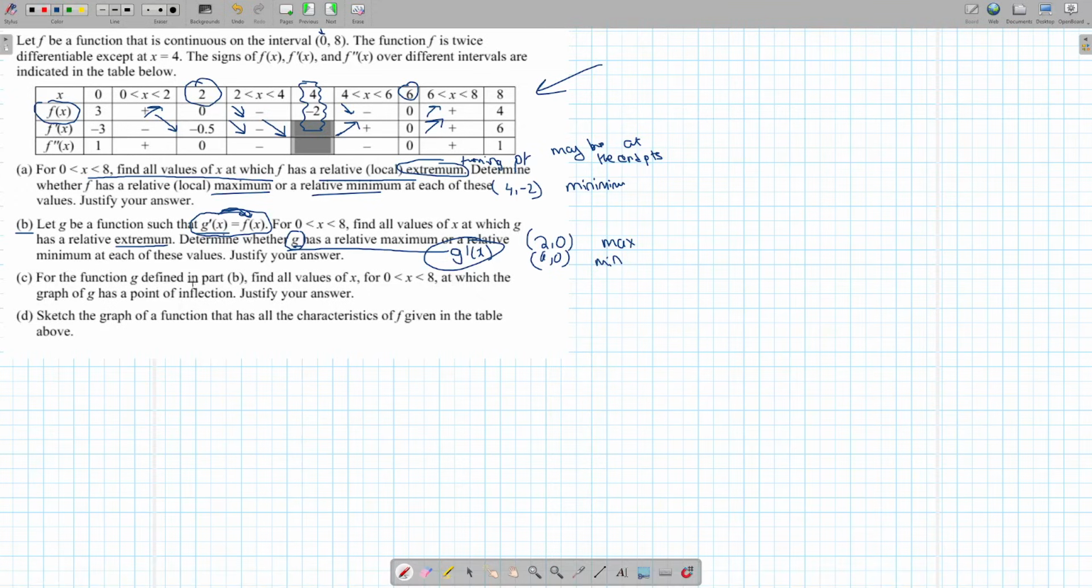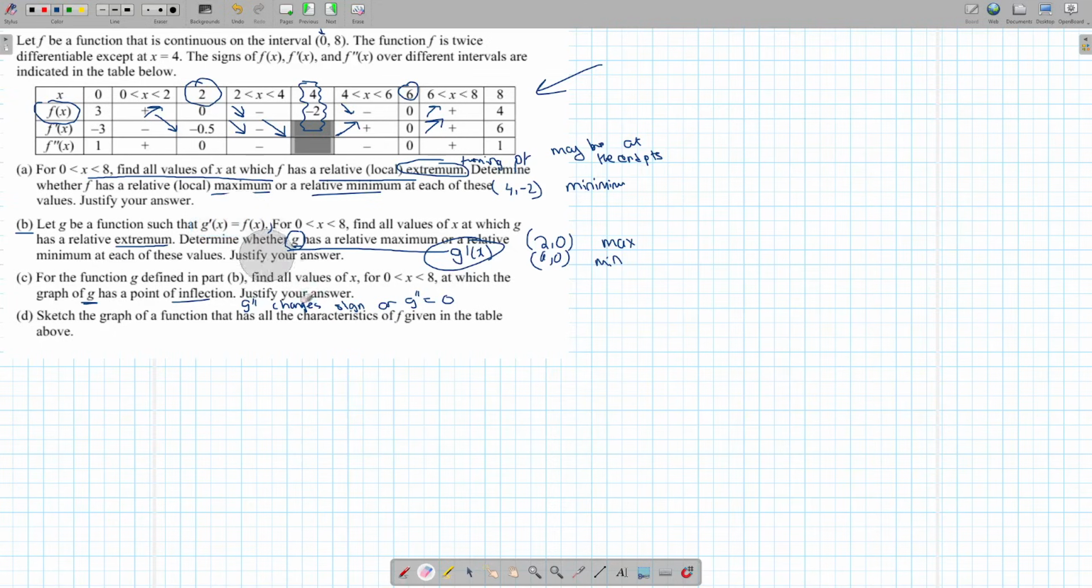Now part C. For the function defined in part B, find all the values of x which the graph of g has an inflection point. So, if we're looking at g having an inflection point, that means g double prime changes sign, or g double prime equals 0, right? So let's take a look. Over here, g double prime, but here's the thing. What do we have, g here or f? We have all f's. So how do we relate g double prime to f? We know that g prime is f of x. So what would g double prime be? It would just be f prime of x.